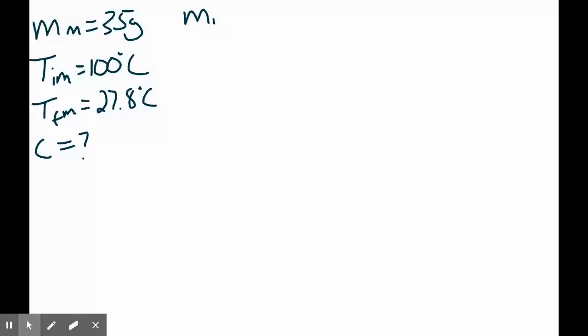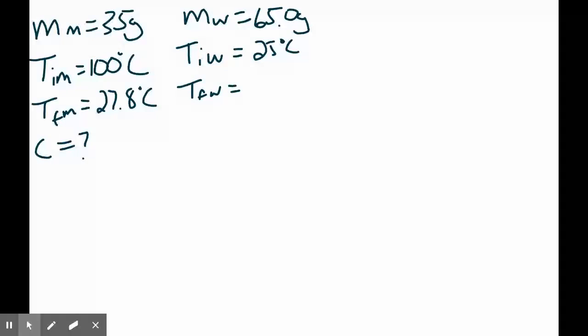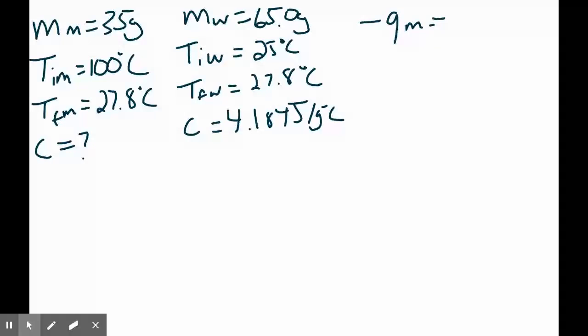We know the mass of the water, which is 65 grams. We know the initial temperature of the water, which is 25 degrees Celsius, and we also know the final temperature of the water, which is 27.8 degrees Celsius. We also know the specific heat capacity of water, which is 4.184 joules per gram degrees Celsius. So now we're going to look at our equation. Remember, negative Q of the metal is equal to positive Q of the water.